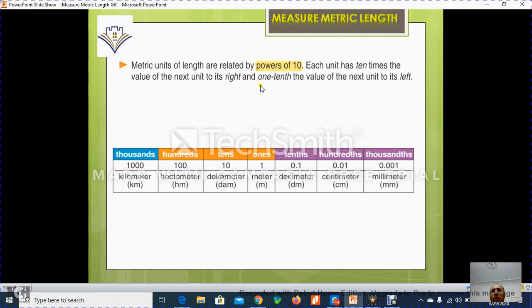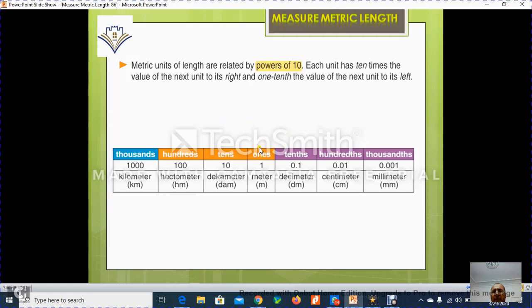Power of 10. Why do we say power of 10? Look here. 1 became 10, then 1 multiply 10 equals 10. And 10 multiply 10 is equal to 100, and 100 multiply 10 equals 1000. Now if you divide, 1000 divided by 10 equals 100, 100 divided by 10 equals 10, and 10 divided by 10 equals 1.